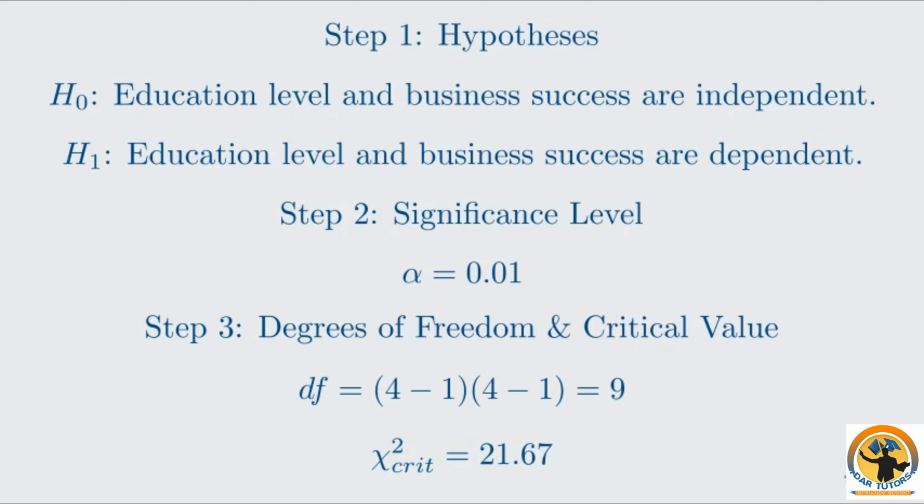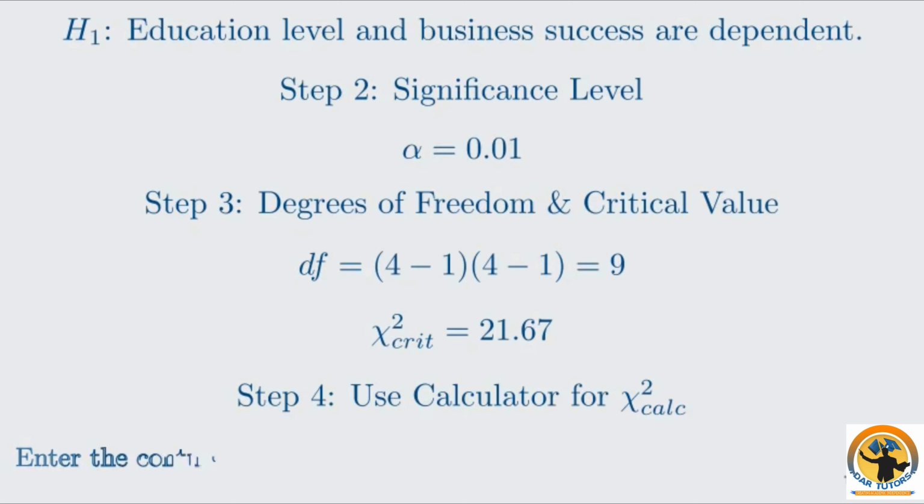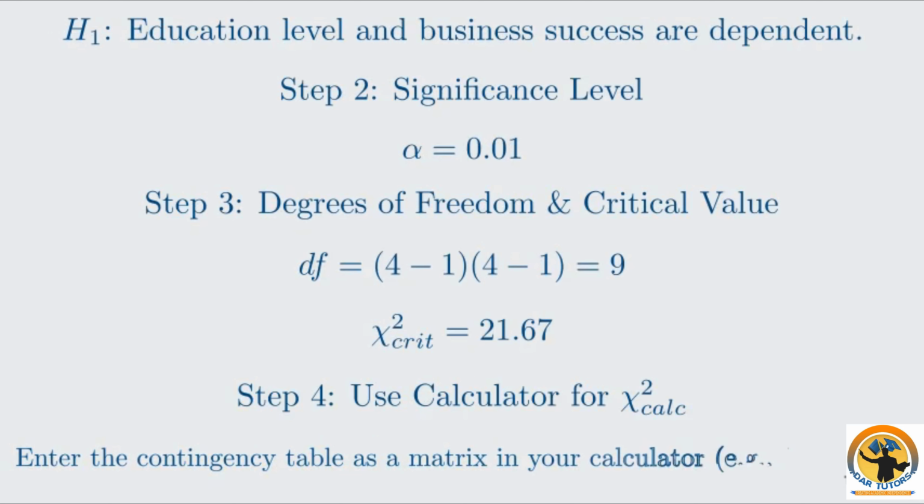We need to perform the test. For such a large table, manually calculating the χ² calc is very tedious. This is a perfect example of when to use the χ² test function on your graphics calculator. First, we must enter the entire observed contingency table as a matrix into our calculator. Go to the Matrix menu, select Edit, and choose a matrix, say A. Set its dimensions to 4 rows by 4 columns and carefully input all 16 frequencies from the table.